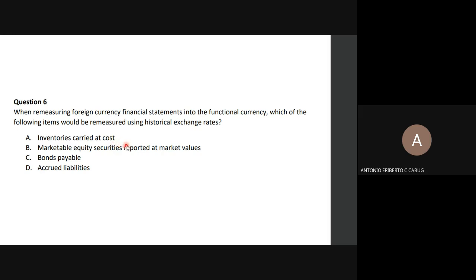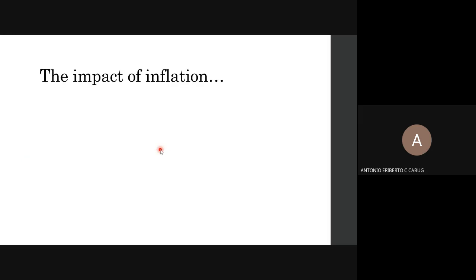Inventories that are carried at cost are non-monetary because you have to exert effort to sell them. Okay, hindi naman may utang sa dahil meron kang inventory. Okay? Non-monetary items in remeasurement are converted using historical exchange rates. The correct answer is letter A. Very good. Nakuha nyo yung pinagsasabi ko.